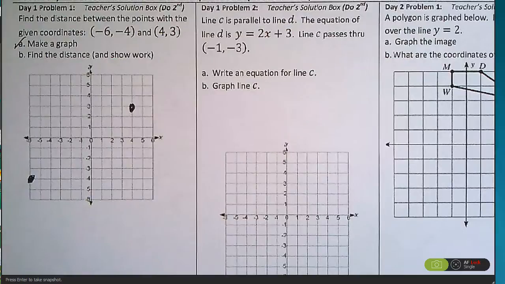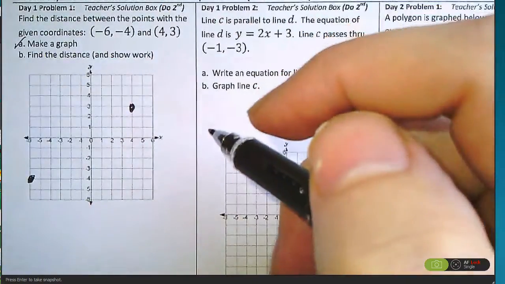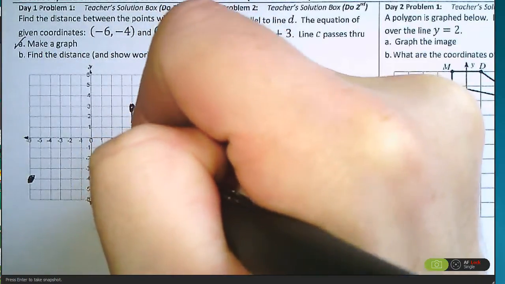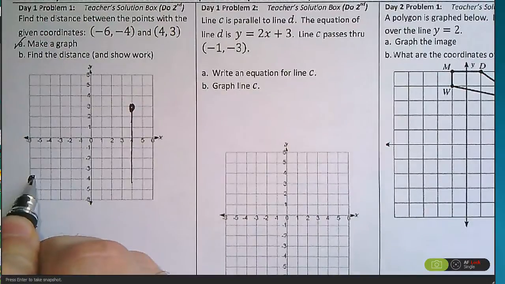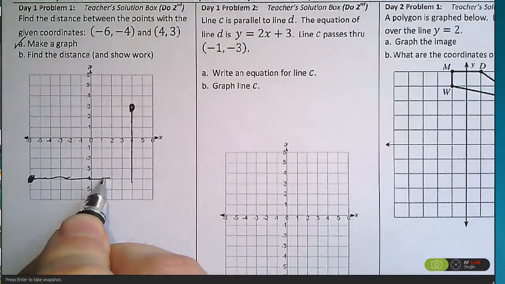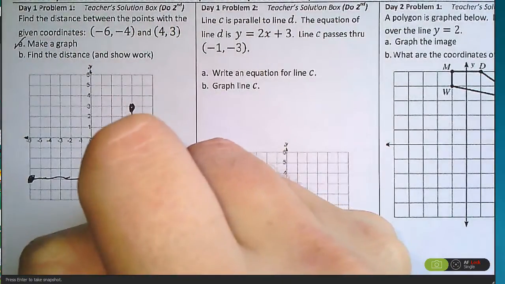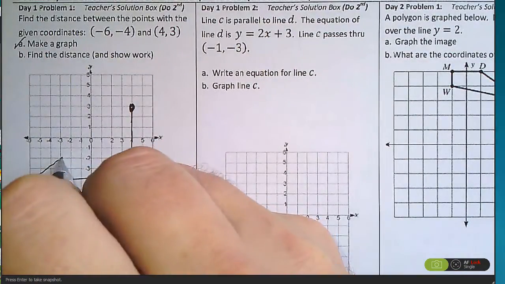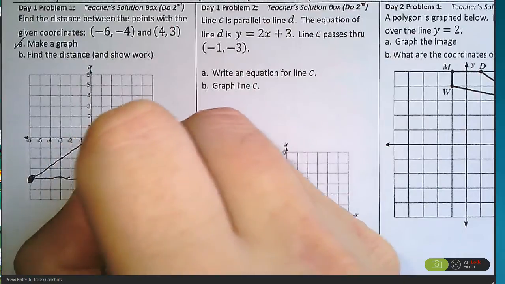Now question B, find the distance between these points. One way to do this is to create a right triangle on this grid by drawing downwards from that dot, drawing horizontally from that dot, creating a 90-degree angle there, and then connecting the dots together diagonally to finish off the right triangle.